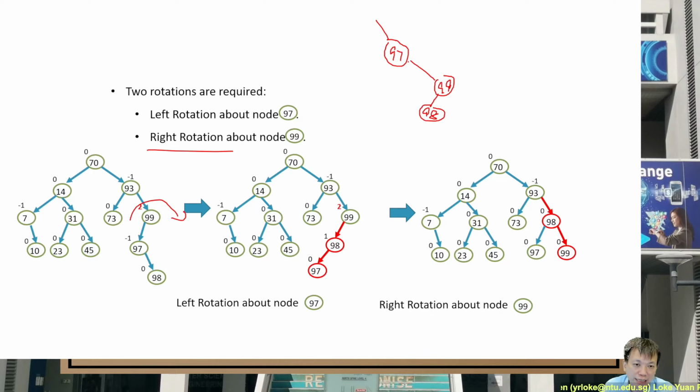In that case, you will move 2 nodes to the right subtree, and the left side has no nodes, so the tree will still be unbalanced. So the correct way is, first you need to do the left rotation about 97 to make them all at the left side. Then you do the right rotation.